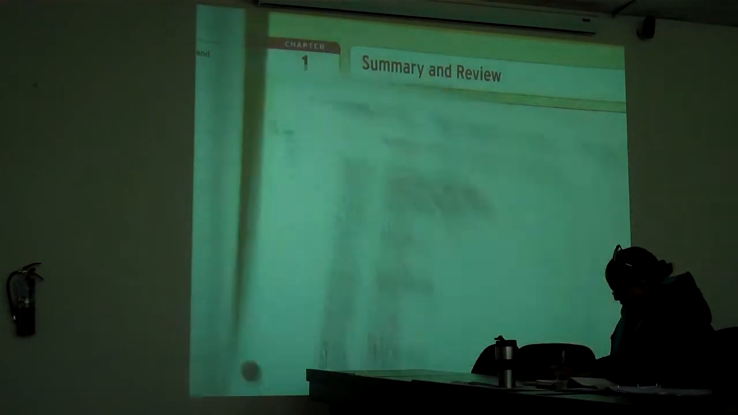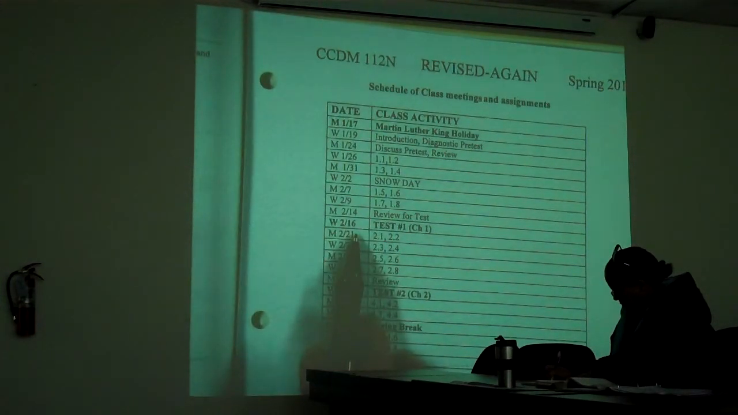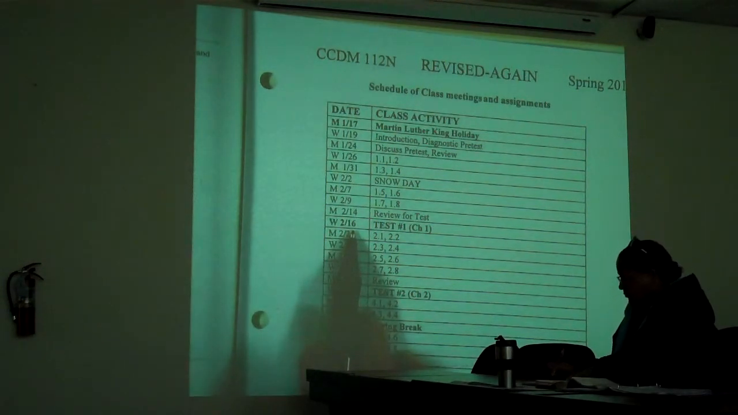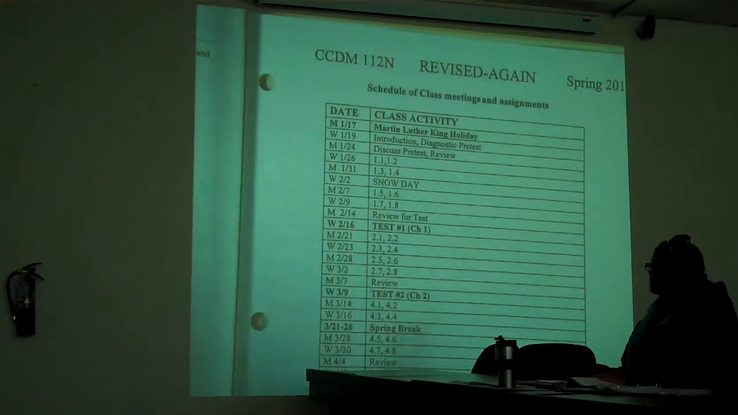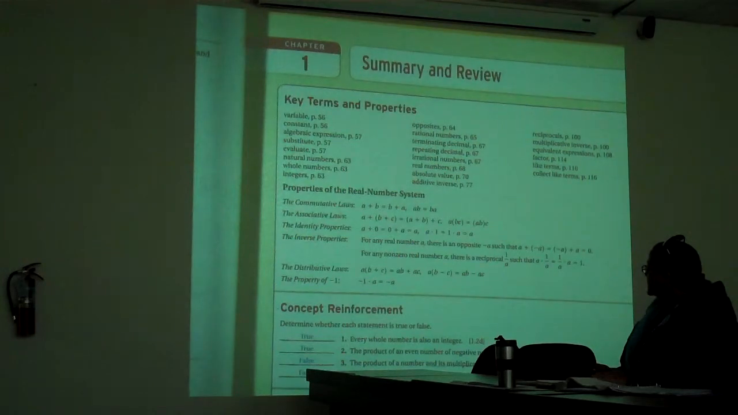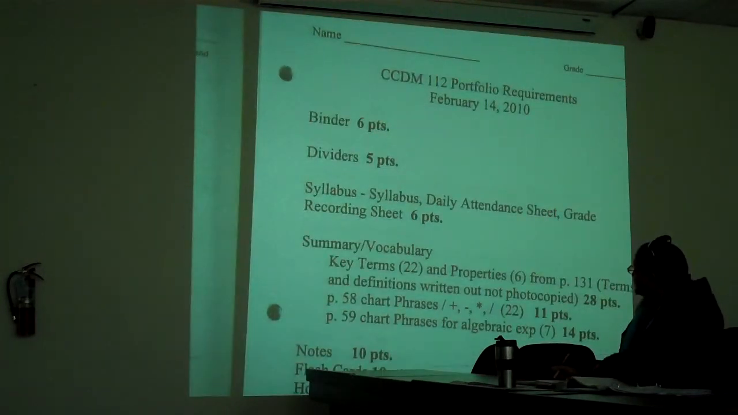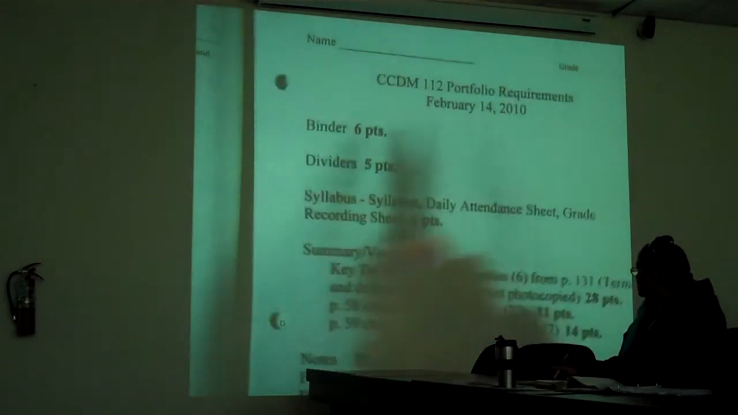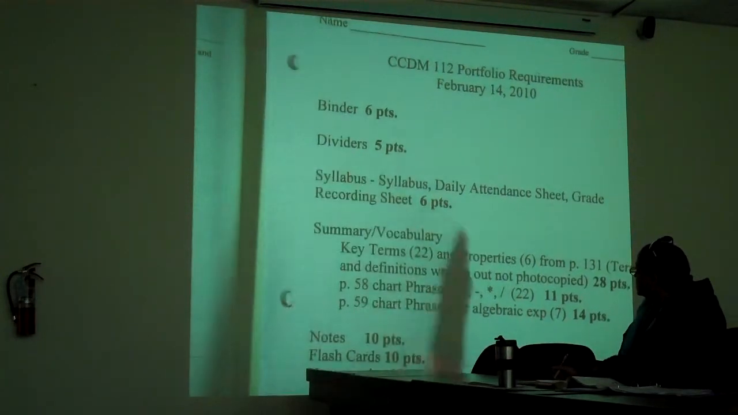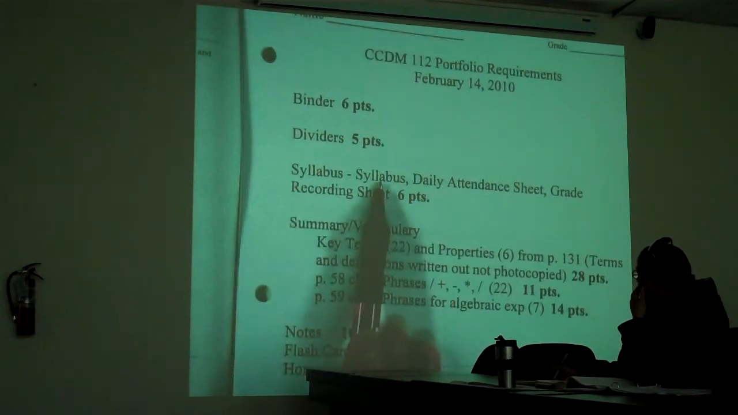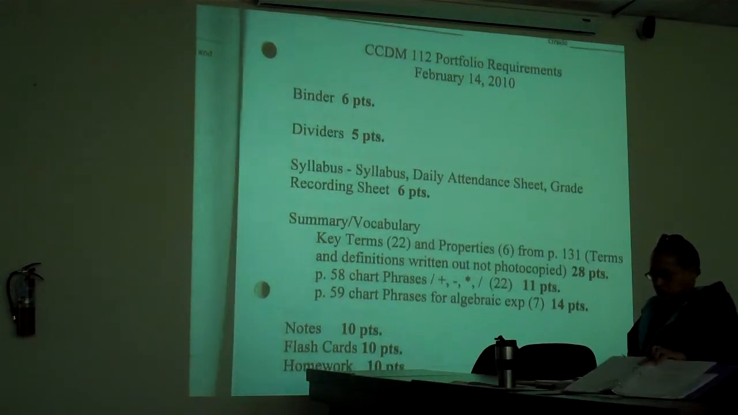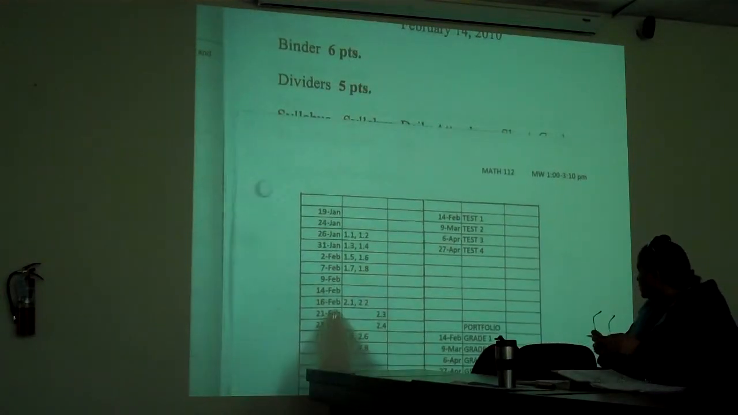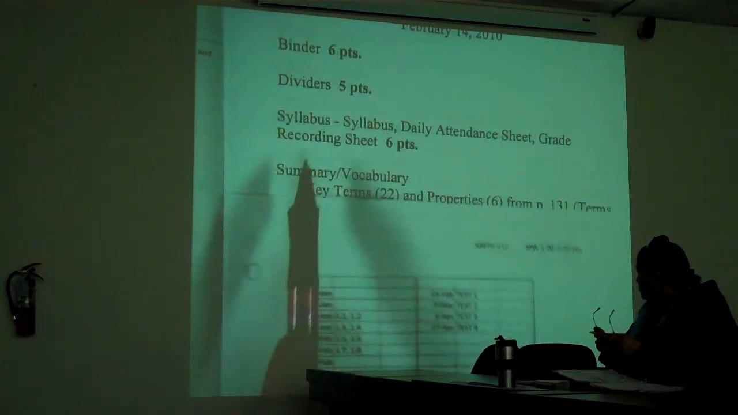Okay, you should have the revised syllabus that says the test is on the 16th. Even if we have a snow day, I've told you the test will be on the 16th, even if we don't have a review. Okay, your portfolio requirements. It says the 14th, but it's really the 16th. You get points for having your binder dividers, for having your syllabus in there, your daily sheet that says you're here, punctual, daily quizzes. Make sure you have that sheet in there. The grade sheet, your grade recording sheet that you're writing your grades on, those should all be behind the syllabus section.